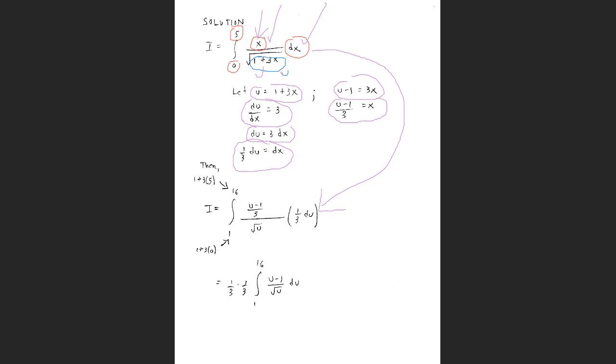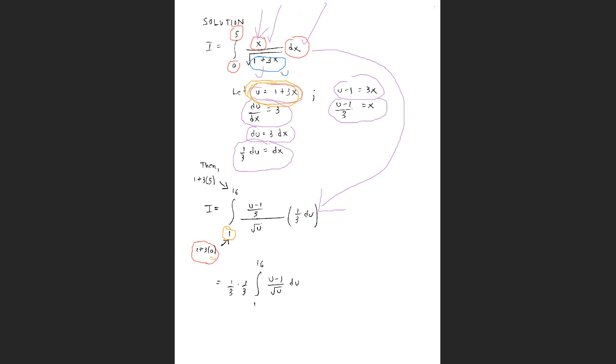Okay, and you notice that the 5 and the 0, well, let's look at the 0. The x limit of 0 now becomes a u limit of 1. Now, how did that happen? Well, remember, u is equal to 1 plus 3x. So when x is 0, u is 1 plus 3 times 0, and that gives you a 1.